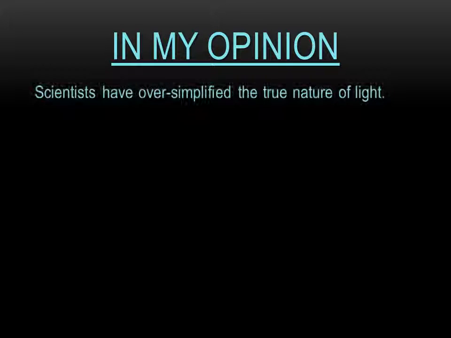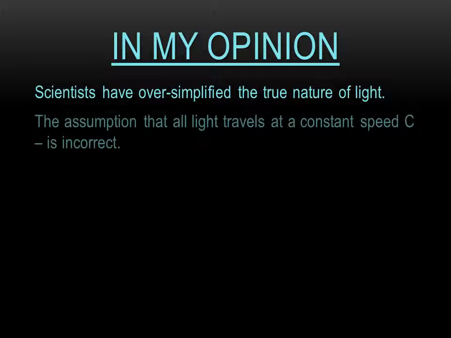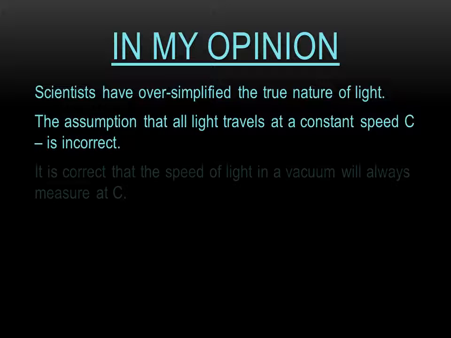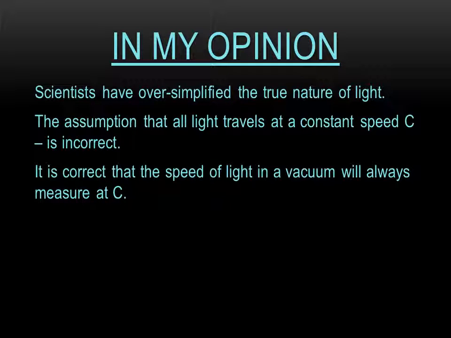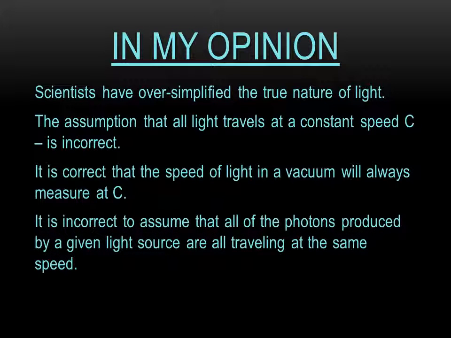In my opinion, scientists have oversimplified the true nature of light. The assumption that all light travels at a constant speed c is incorrect. While it is correct that the speed of light in a vacuum will always measure at c, it is incorrect to assume that all the photons produced by a given light source are all the same size and traveling at the same speed.